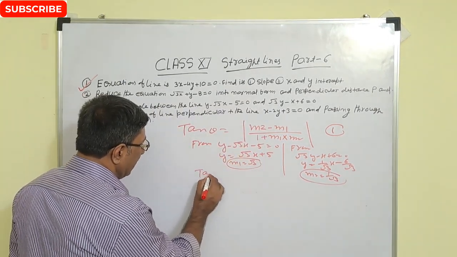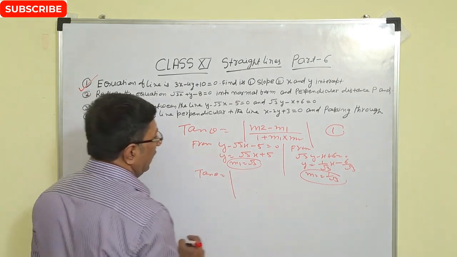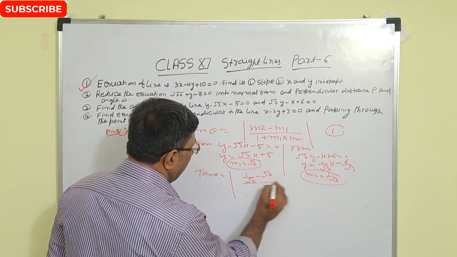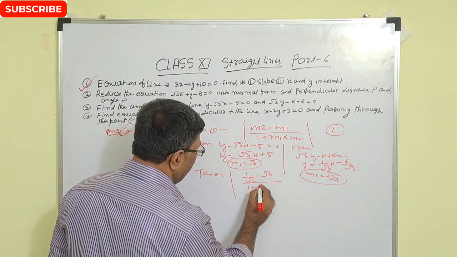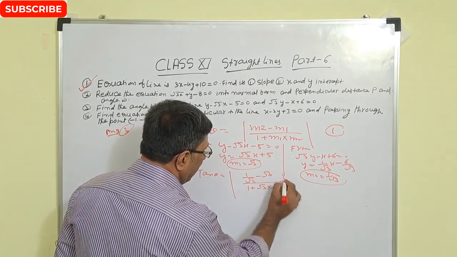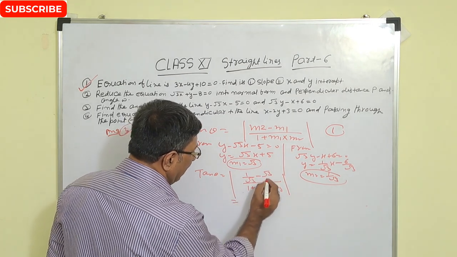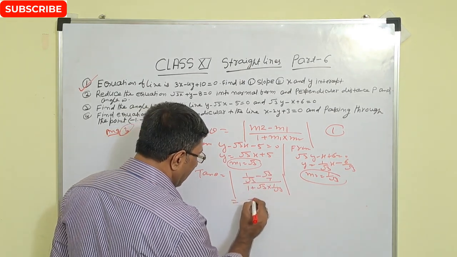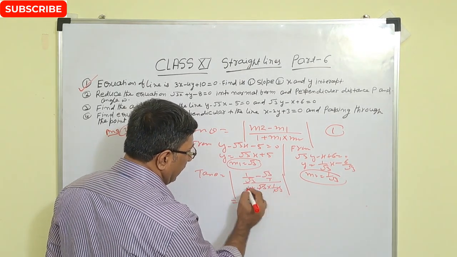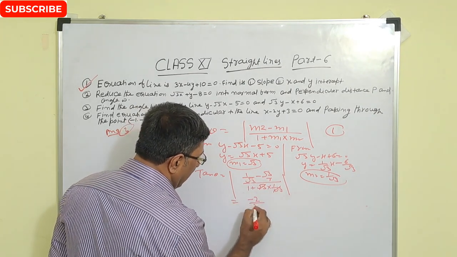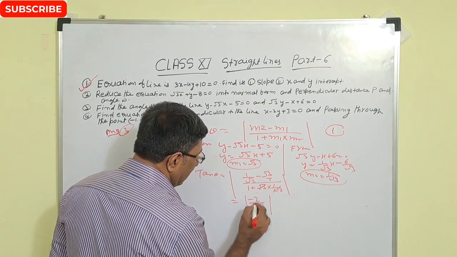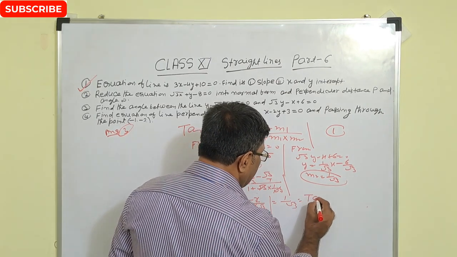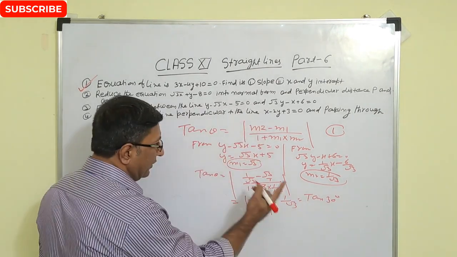So you will get tan theta equal to mod of m2 minus m1. So this is 1 by root 3 minus root 3, divided by 1 plus m1 m2, that is root 3 multiplied by 1 by root 3. Now what will be the answer? If you solve this, 1 by root 3 minus root 3 gives 1 minus 3, that is minus 2, over root 3. So this is minus 2. Here this cancels, so 1 plus 1 is 2, and this is root 3. So this is 2 root 3 in the mod. So this cancels, and you will get only 1 by root 3. So 1 by root 3 means what? That is tan 30 degrees. So tan theta equals tan 30 degrees.